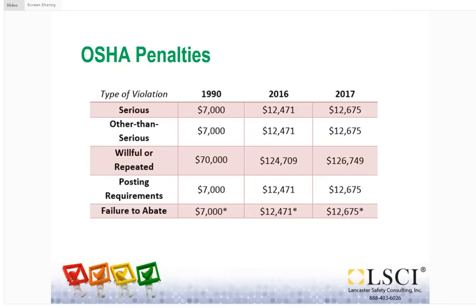And so here are the penalty amounts adjusted for inflation as of January 13th, 2017. States that operate their own occupational safety and health plans are required to adopt maximum penalty levels that are at least as effective as federal OSHA's.